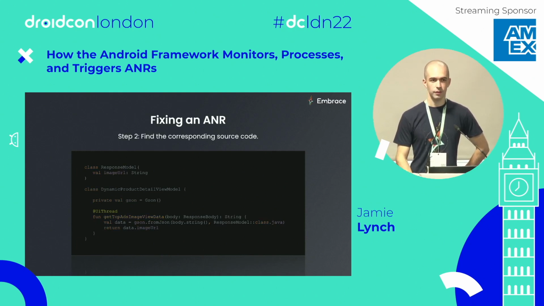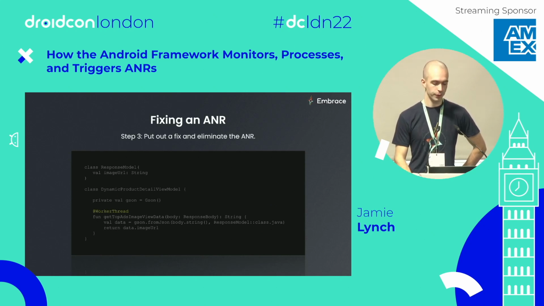This is a simplified example of how to fix an ANR, but instead of running that on the UI thread, we could run it on a worker thread instead. That would avoid having our main thread blocked. We could display some sort of intermediate progress UI, something like that.